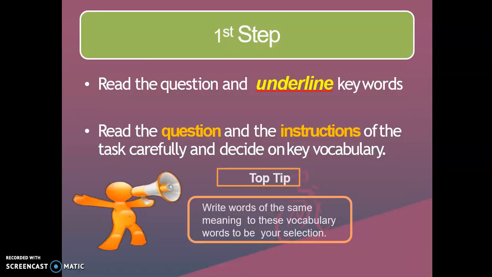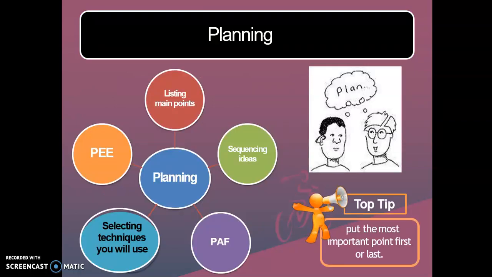There are a few steps for a student to write an argumentative essay. The first step is that students are required to answer the questions and they must address all the 3 bullet points given. First and foremost, they must read the questions and underline the keywords in order to read the task and understand it carefully before they decide on the key vocabulary. There are 5 steps in planning, which you can see in front of you, and I'll be explaining them shortly.